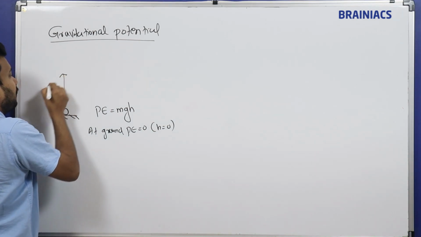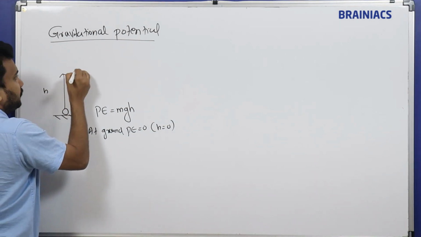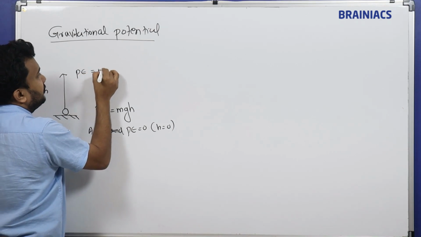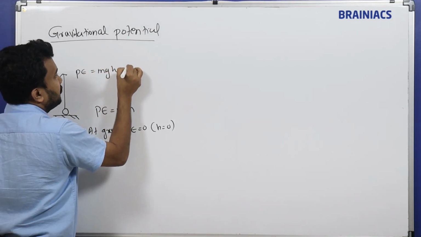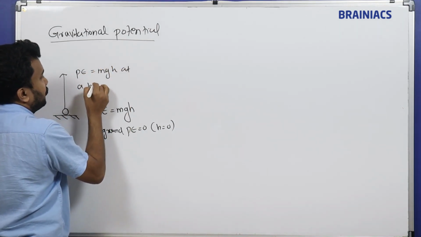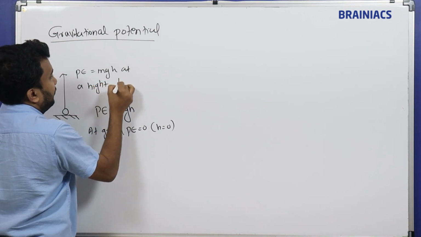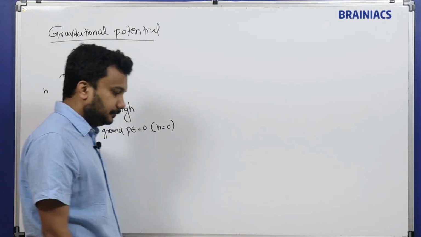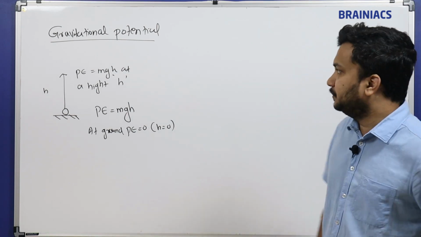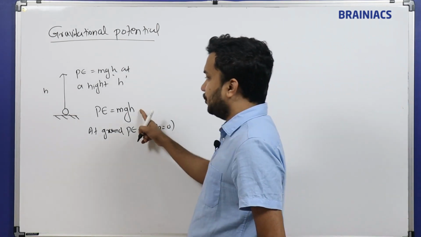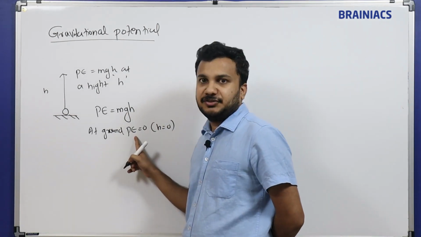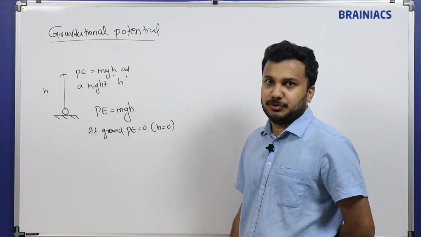Now I keep this ball at a height of h meters away, so I can say potential energy is equal to mgh at a height h. Is this very clear to you? So potential energy is equal to mgh. At ground, potential energy is equal to 0, because h is equal to 0.